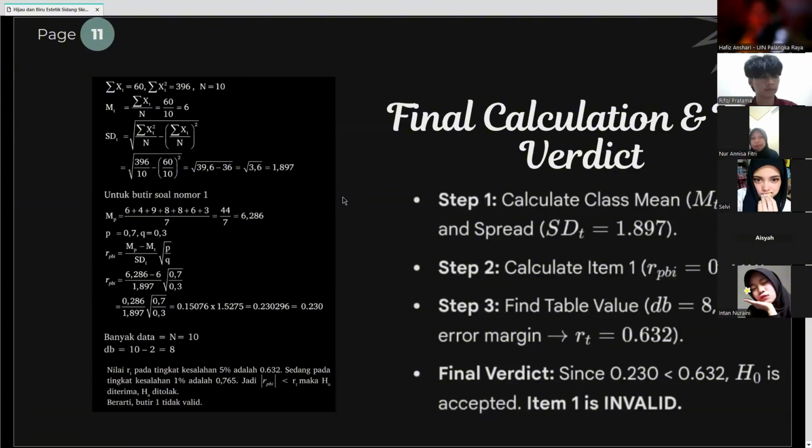Okay, now the final calculation and the prediction. After we get the data, is the question valid?